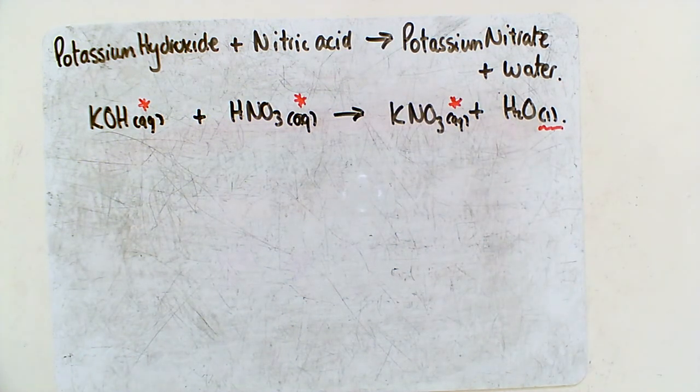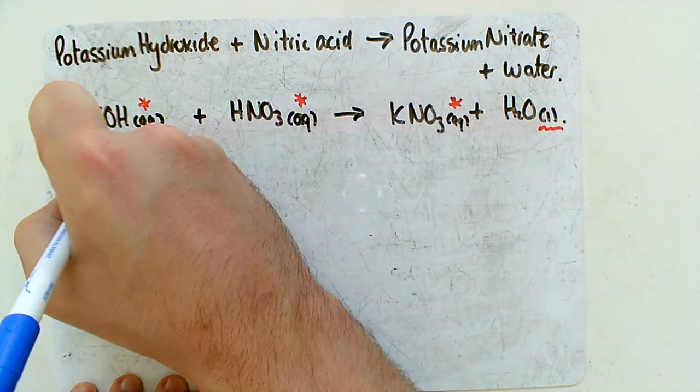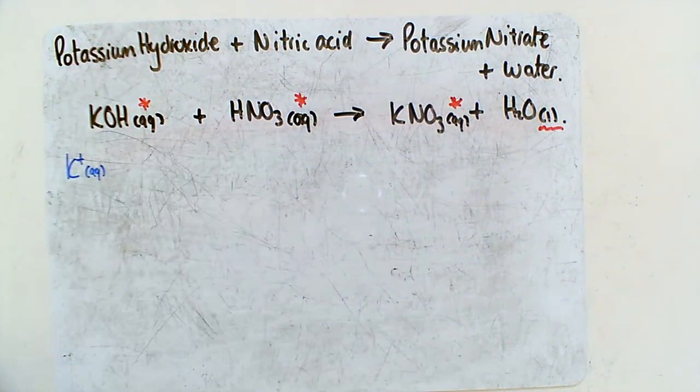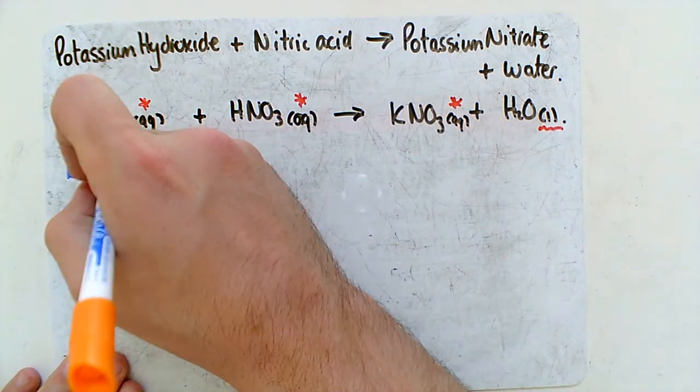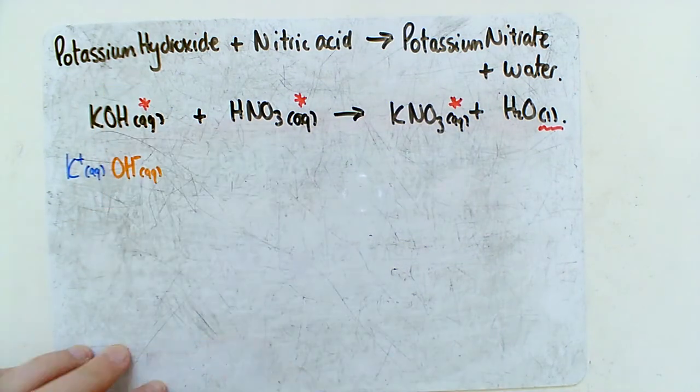So we'll start off, got K plus AQ. And beside that, we have got hydroxide, OH minus AQ.